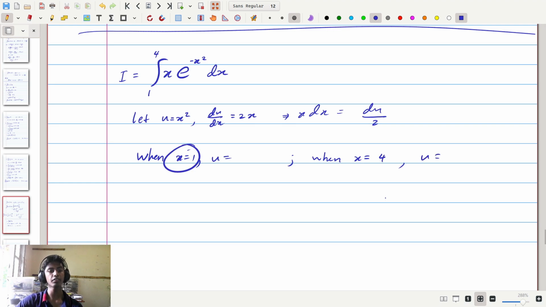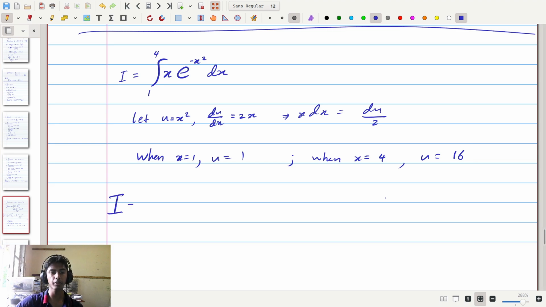So, when x is equal to 1, u is equal to x squared, which is going to be 1 squared, which is going to be 1. So therefore, the lower limit of u is going to be 1. As for the upper limit, when x is equal to 4, u is equal to x squared, which is going to be 4 squared, which is going to be 16. So u equal to 16 is our upper limit. Therefore, the integral in terms of u should be starting at 1 and ending at 16.